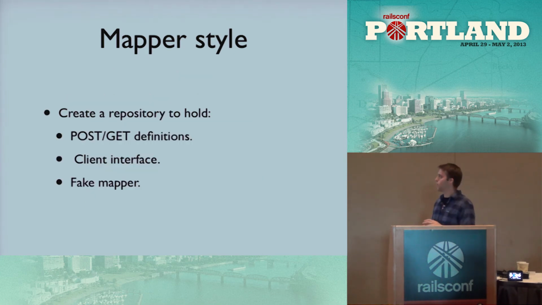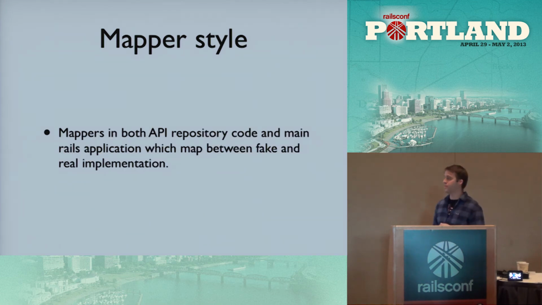So let me just get to it, right? We're going to create a repository to hold the post and get definitions, and we're only going to do it in one place, right? And we're going to also create the client interface and this fake mapper. The idea of a mapper is essentially that module that's going to say, oh, we're in fake mode or in real mode, and we're going to either have all this fake logic or we're going to have the real logic, and we're going to mount this API with that module inside of it, right?